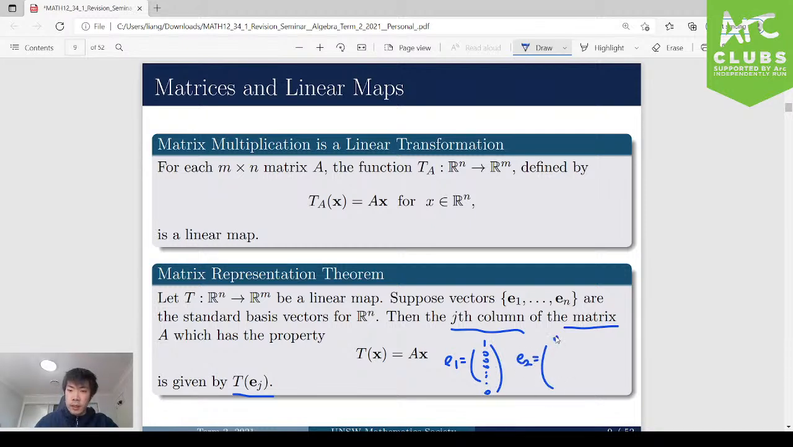E2 would be 0, 1, 0, 0, 0, all the way to the last position. And basically with every single basis vector, this number here just dictates where the 1 is. So Ej would just have a 1 in the jth position. Okay. And what this is saying is that if you evaluate T of Ej, then every vector you get out of this will become the columns of your matrix A. Okay. And we'll see an example of this soon.